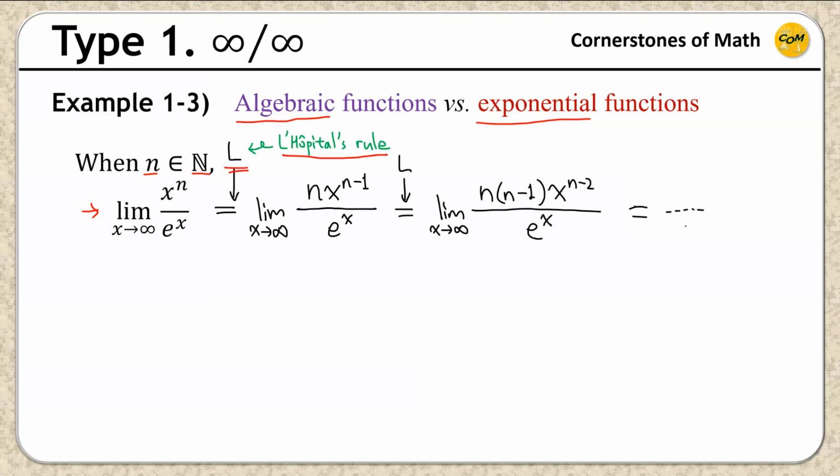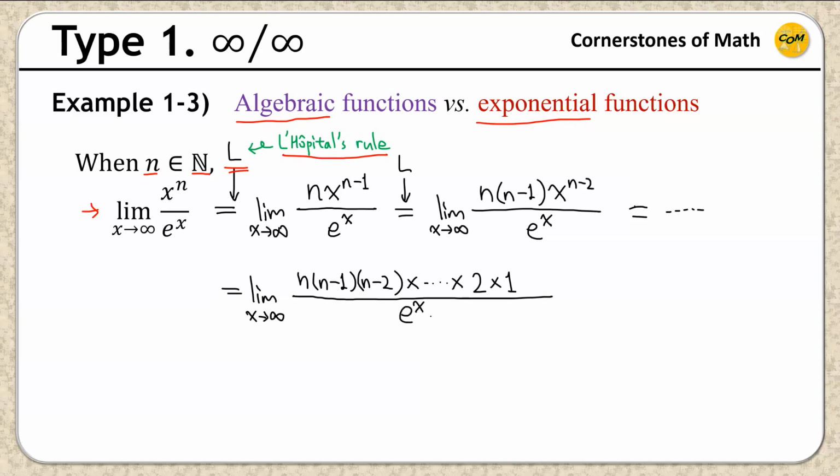And we go on and on until the power of the algebraic function becomes 0. Then, all that is left on the numerator is n times n minus 1 times n minus 2 and so on down to 2 times 1, while in the denominator, the exponential function e to the power of x is still preserved. Therefore, the limit is 0.